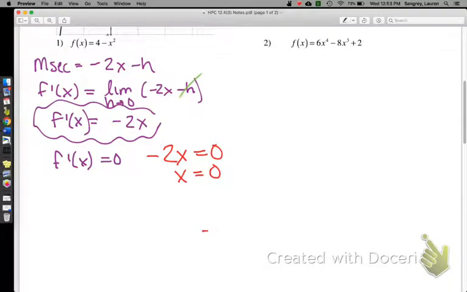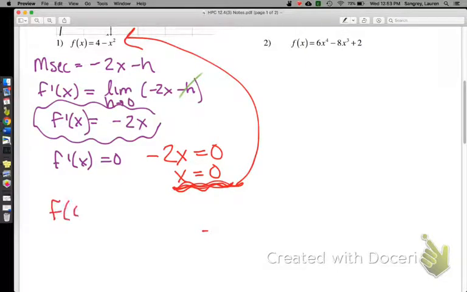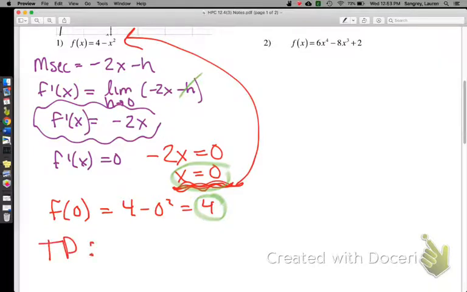Okay, then the next step was to take this value that you just got and put it into the original function. So now I have f of 0, which would be 4 minus 0 squared, which is just 4. So here's your x value, here's your y value, because it's the result after evaluating. So your turning point is (0, 4).